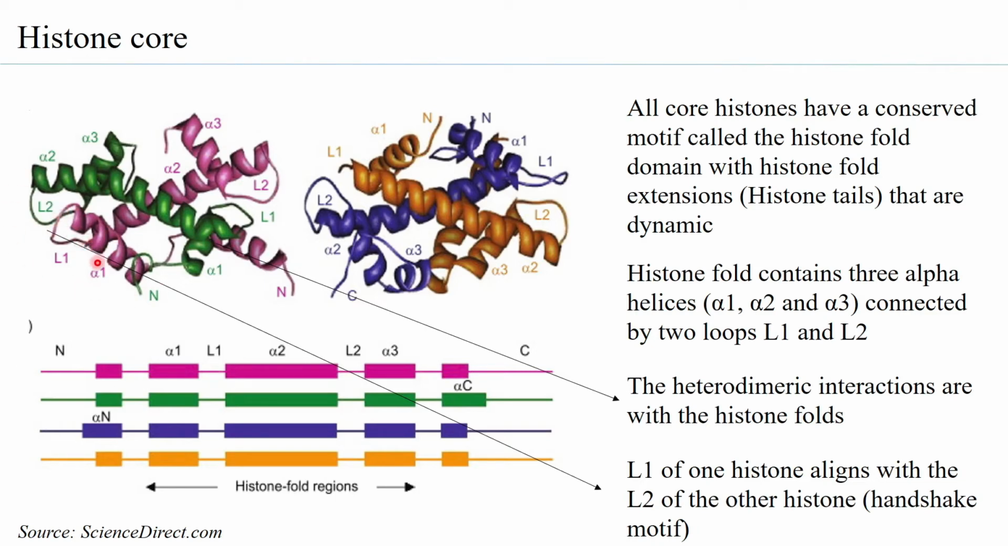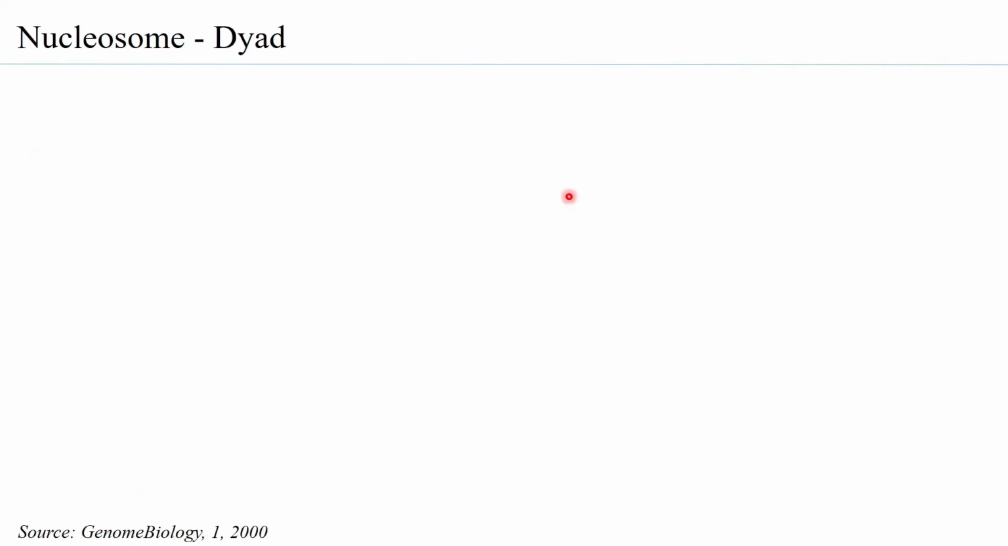But what is more interesting is that these L1, L2 regions of the heterodimers are able to interact with DNA, plus the alpha 1 helices themselves are able to interact with the DNA. So the points of association of DNA with the histones are through L1, L2, that is the handshake motif itself, and the alpha 1 helix of the histone folds.